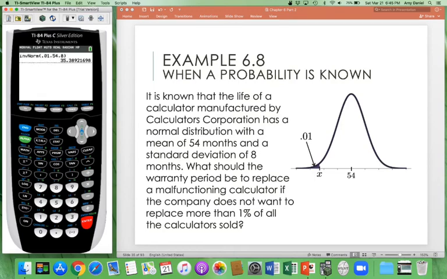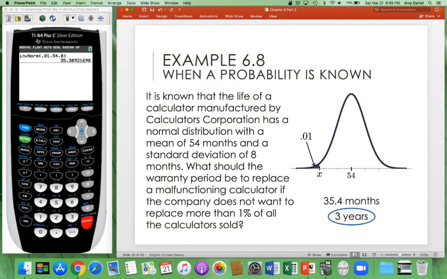And then the calculator will tell me what that x coordinate needs to be. So we get 35.3 and change. I'll round that off to 35.4 months. For a calculator warranty, that's a little bit of a strange thing to say, that they're going to guarantee it for 35.4 months. So probably since that's so close to 3 years, we'll just say 3 years is our warranty. Okay, so there's our two examples of using the inverse norm for a word problem, and I will see you all in class on Wednesday.